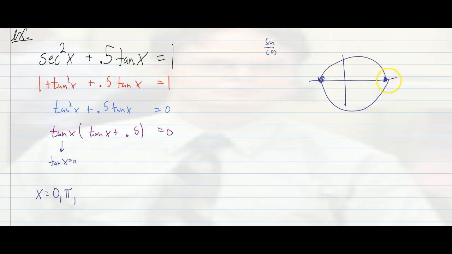First one, we want to figure out where does the tangent of x equal 0. So as I'm thinking about that, tangent is sine over cosine. The tangent is 0 anywhere the sine is 0. So I'm getting an answer at 0 and also at pi. And then it would occur again at 2 pi, but we're not going to include that one because of our restrictions on the domain. The other one, we're saying, where does tangent of x plus 0.5 equal 0?